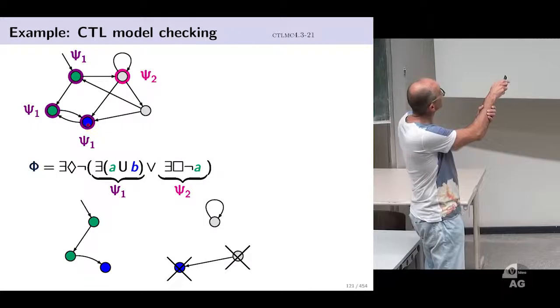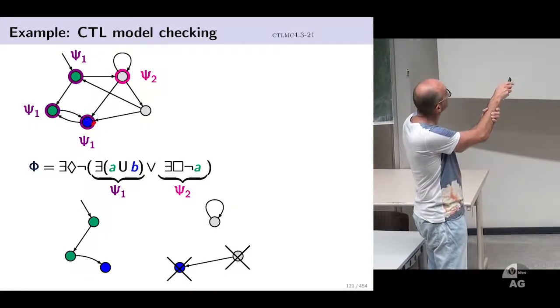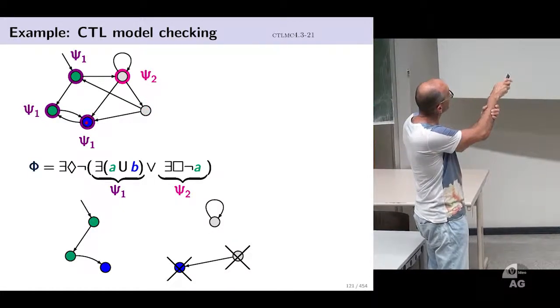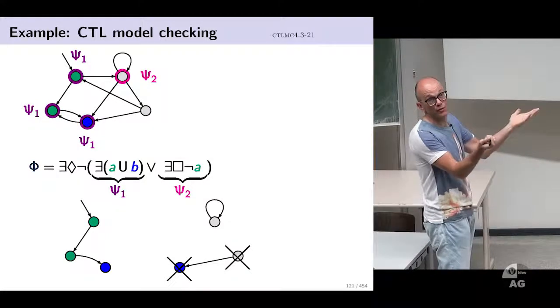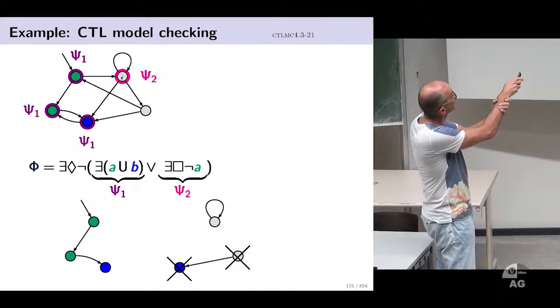This is also a not A state, but the only thing I can do is move immediately to an A state. This is also a state satisfying not A, but the only thing it can do is move here, and then you're trapped because the next thing you have to do is move to a green state. So the only state that satisfies this formula is that one.